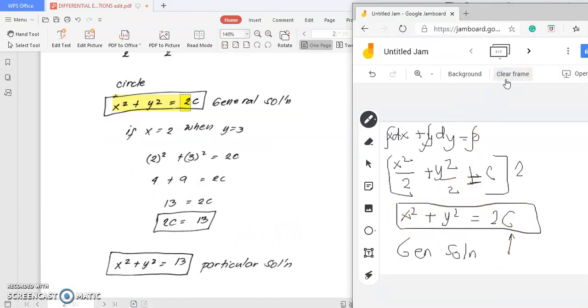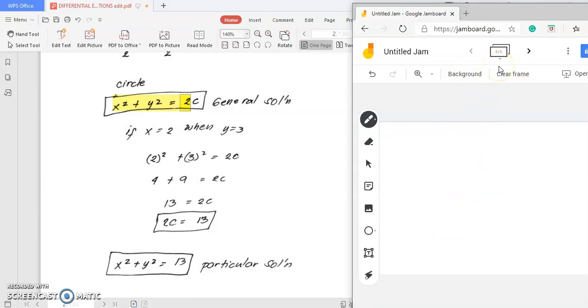Let me clear the frame. Can you see my screen? Can you see my screen now, guys? Okay, okay. So now, let's continue.